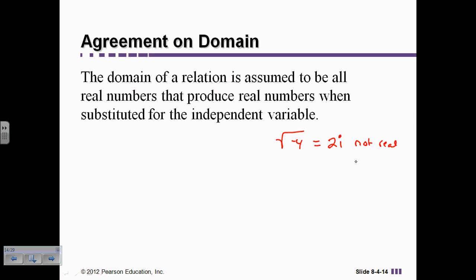So when we're looking at a problem and we're deciding whether or not it has a valid answer, we have to decide, is it real or not? And so what we're looking at is always the independent variable, to see if I substitute in an independent variable, will that give me a real result?